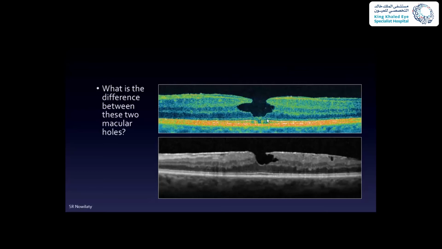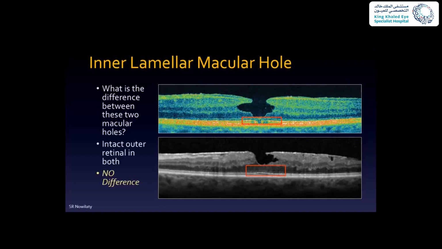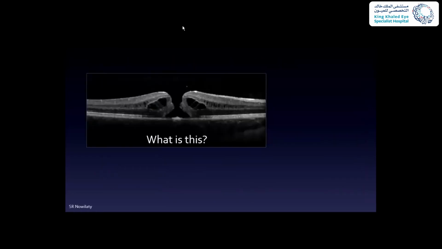I don't think you have a problem noticing that this is a partial thickness macular hole because you have intact outer retinal structures. But if you look at this, despite the fact that this is very deep, you do have preservation of the external limiting membrane, a little bit of atrophy of the ellipsoid zone, but really you still have an intact outer retina right here, outer nuclear layer, and an intact EZ. So basically there is no difference. Both of them have intact outer retina, so both of them are inner lamellar macular holes. If you look at this one, I think you have no problem saying that this is a full thickness macular hole.